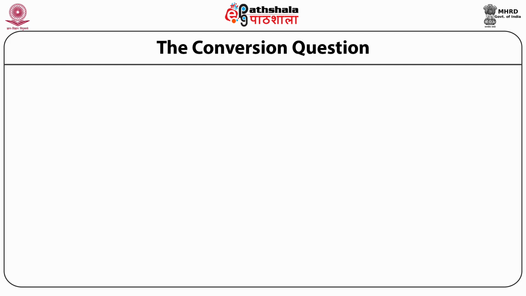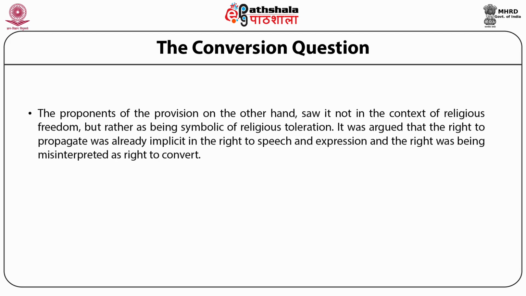The secular character of the state was also invoked, and they said that if the state, through the constitution, was to grant an individual the right to propagate his or her religion, the secular character might be affected. All of these arguments were considered and countered by the proponents of the provision.